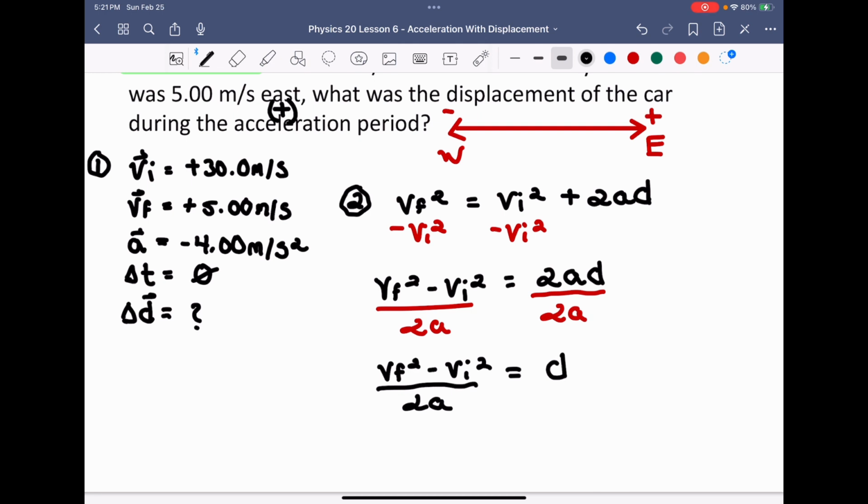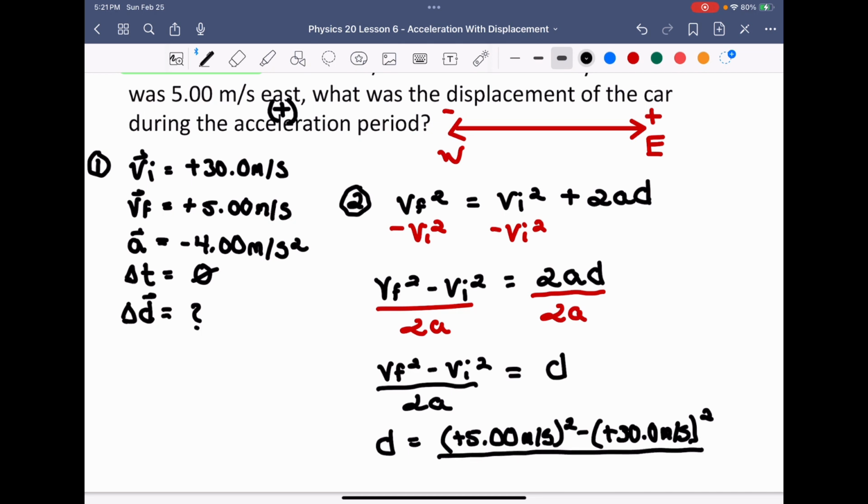Now we want to start plugging in the values. I'm going to put the D on the left-hand side and then plug everything in. My final velocity was positive 5.00 meters per second, and this is squared, minus the positive 30.0 meters per second squared on the outside like this, because we're not talking about acceleration, we're talking about the square of the actual velocity, divided by 2 times the acceleration, which was negative 4.00 meters per second squared. The square goes in the brackets with the S because we're talking about acceleration.